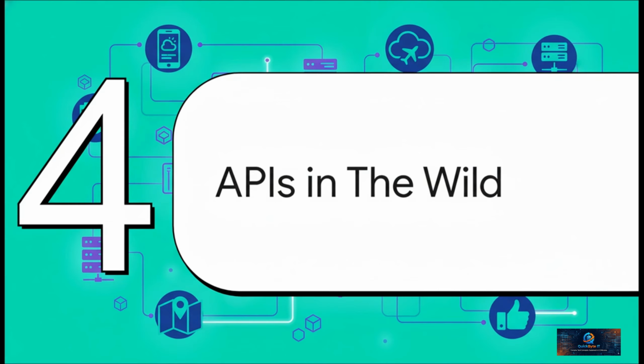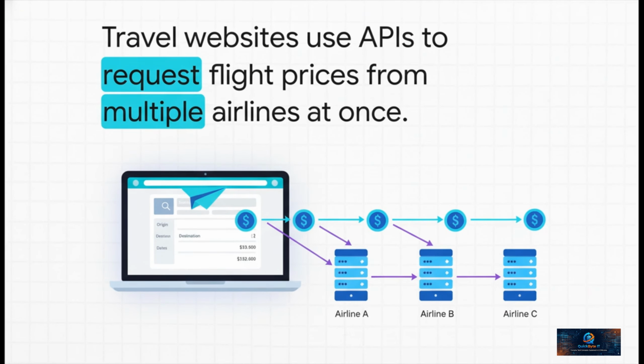All right, that's the theory, but let's see how this all works in the real world, because once you start looking for them, you're going to realize that APIs are, well, they're absolutely everywhere. You know when you go on a site like Expedia or Kayak, those sites don't own any airplanes. They don't have their own flight data. What they do is use APIs to send your request, I need a flight from LA to Tokyo next week, out to hundreds of different airline servers all at once. The airline's APIs then send back all the prices and times, and the website shows them all to you.